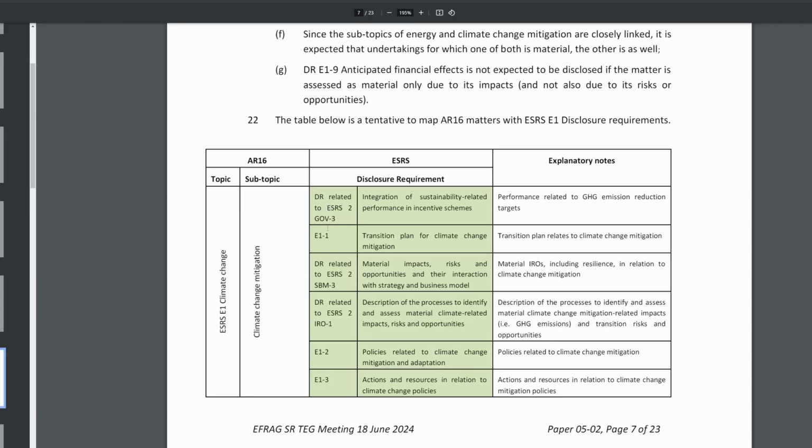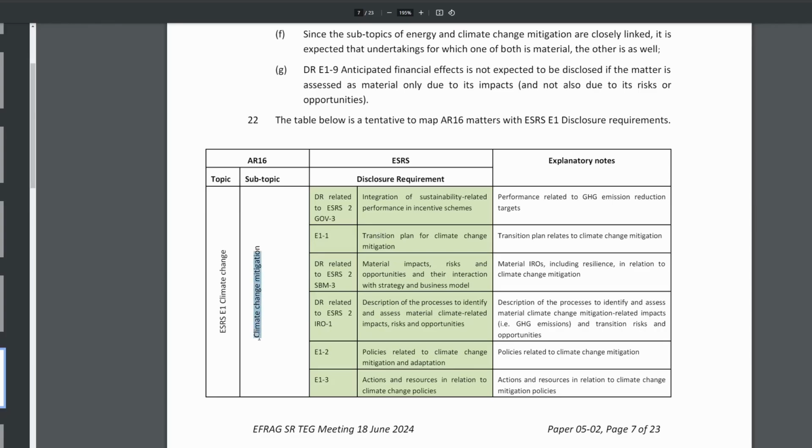Then we have the list of the disclosure requirements which are relevant. So we can see that E1.1 here is considered relevant for climate change mitigation. And there's an explanation of the information that is included in that disclosure requirement. And then on the right-hand side, we start seeing the opinion or the explanatory notes which are important. So here we see that a transition plan relates to climate change mitigation. So this is how we work this through.